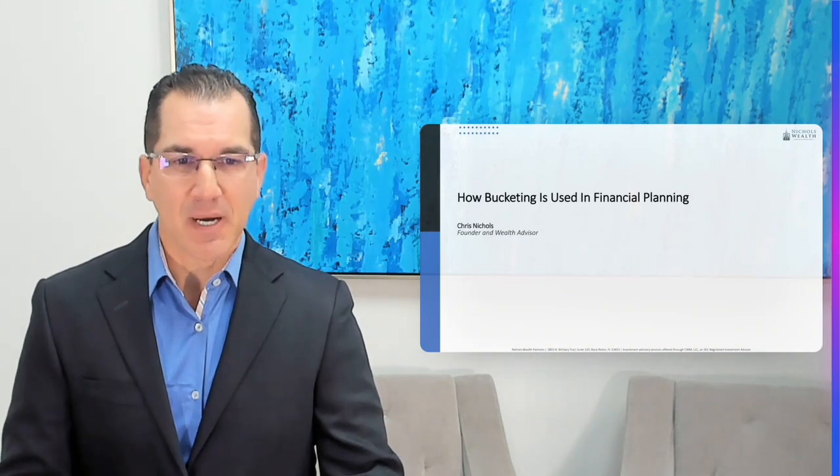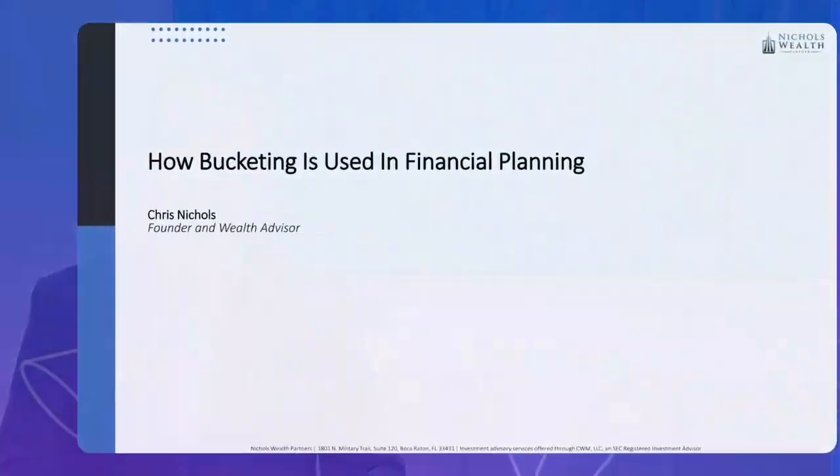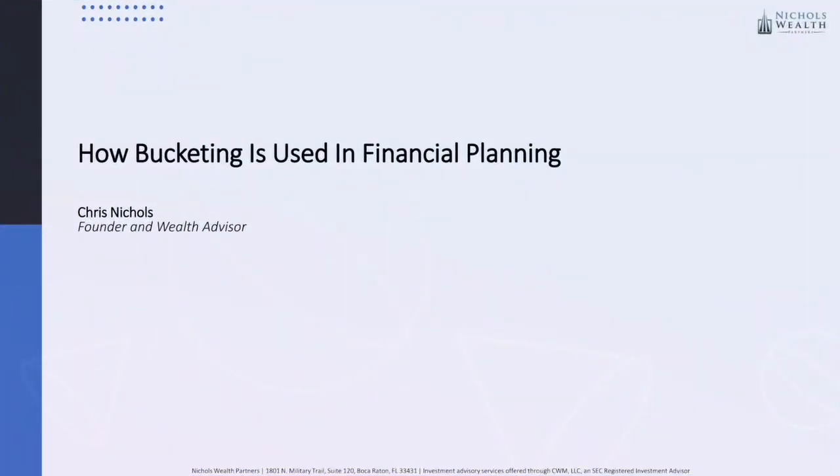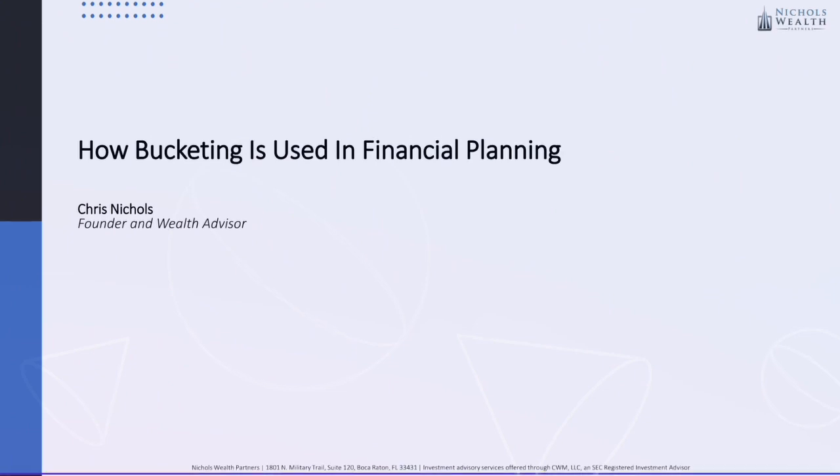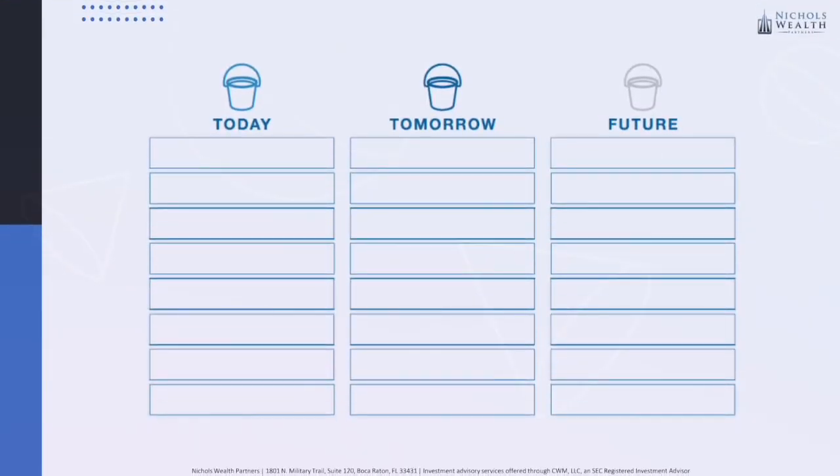So what is the bucketing approach to financial planning? Again, it's really just looking at your money in different ways. So money for today, money for tomorrow, and money for the future. And effectively, you're just allocating a certain dollar amount to help you reach a certain financial goal.